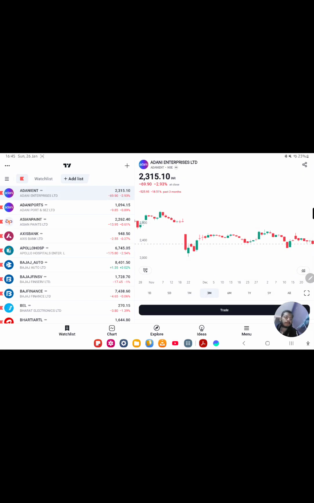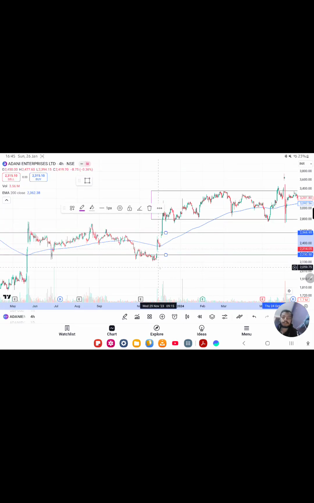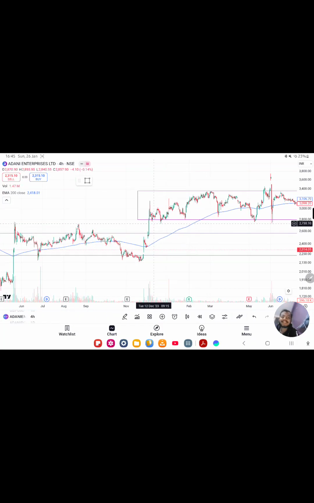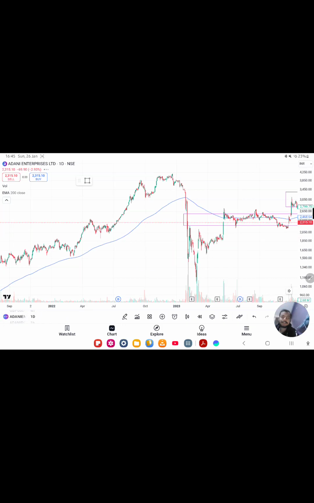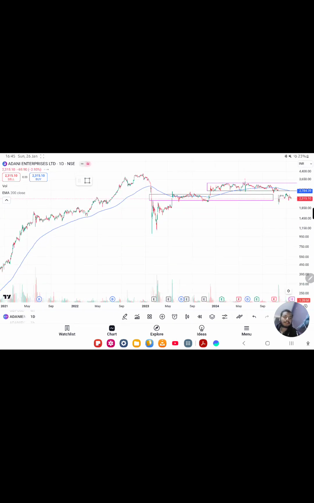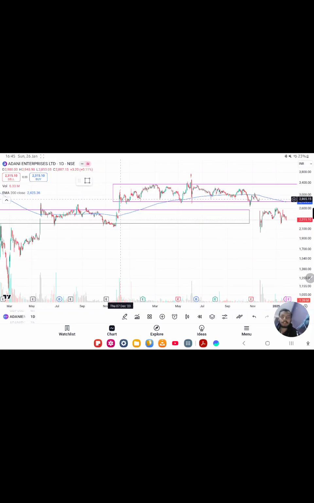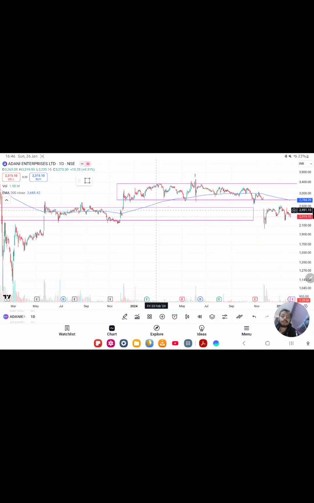Indian stocks. So this is Adani Enterprises. Daily chart. This was a value area for a long time, almost a year, and now it has broken down. This was a news-related incident, and so now it has come back to the previous value area.